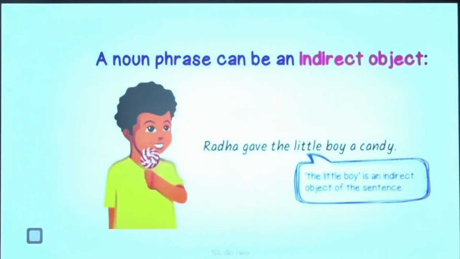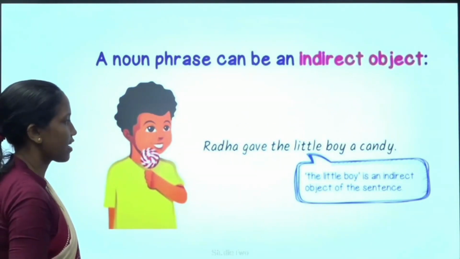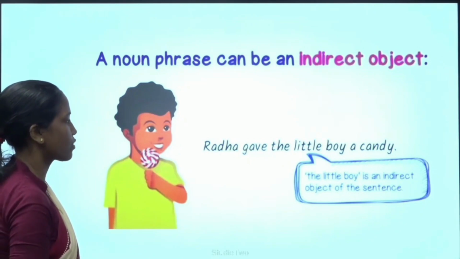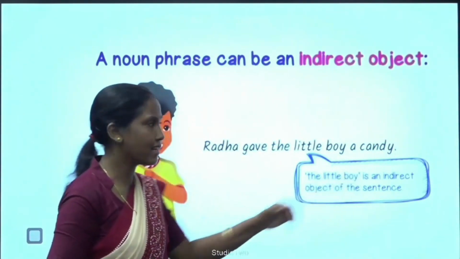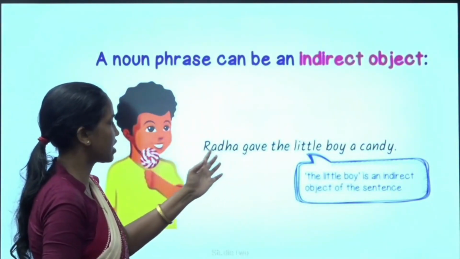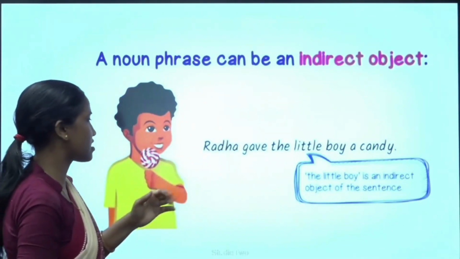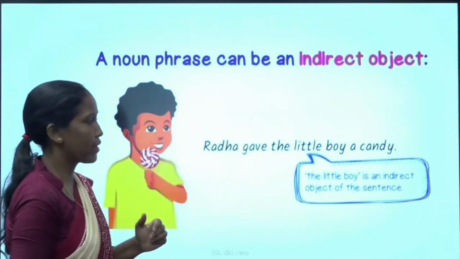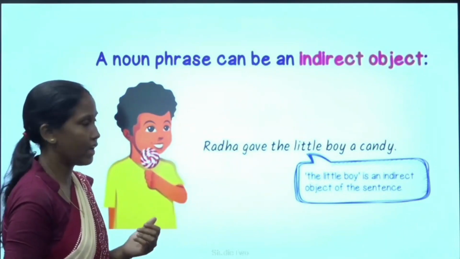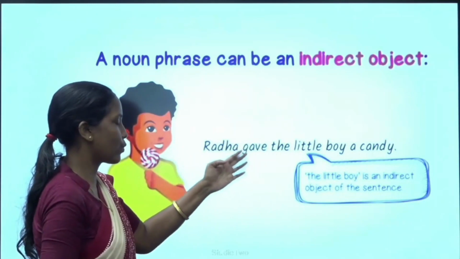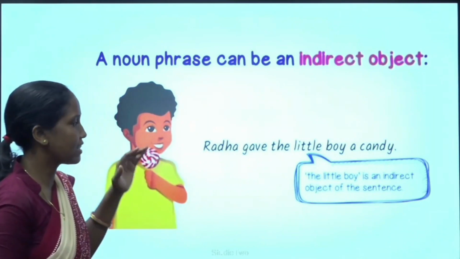Next you see, a noun phrase can be an indirect object. Radha gave the little boy a candy. The little boy is the indirect object of the sentence. You can see there are a direct object and an indirect object in the sentence. Radha gave to whom? We are asking the question, to whom has she given the candy? She has given the candy to the little boy. This is the indirect object, and a candy is the direct object in this sentence.